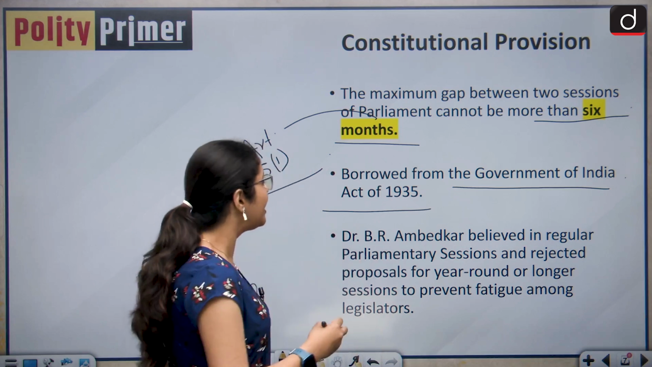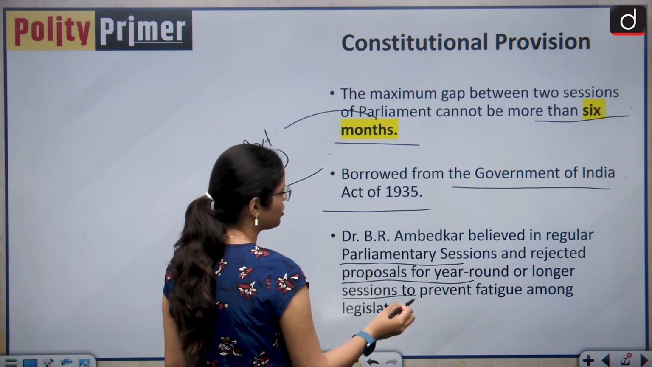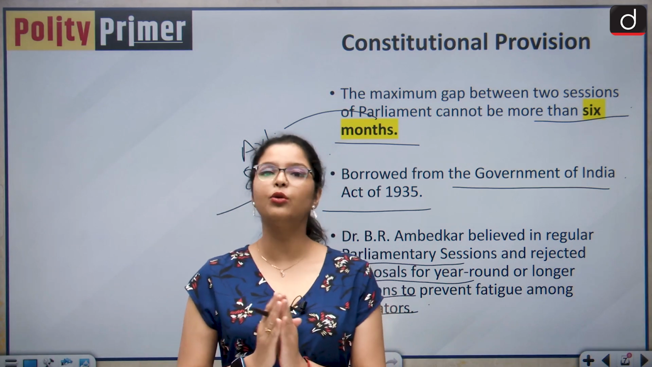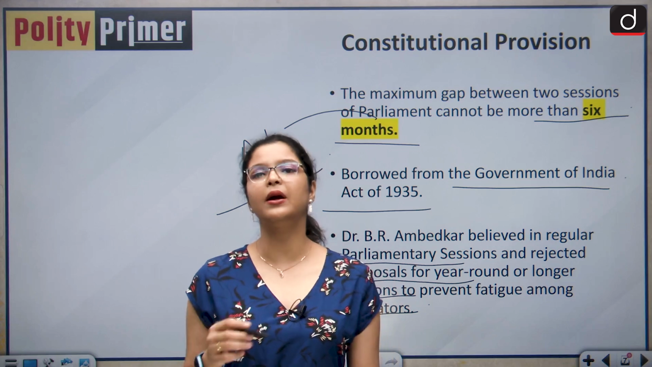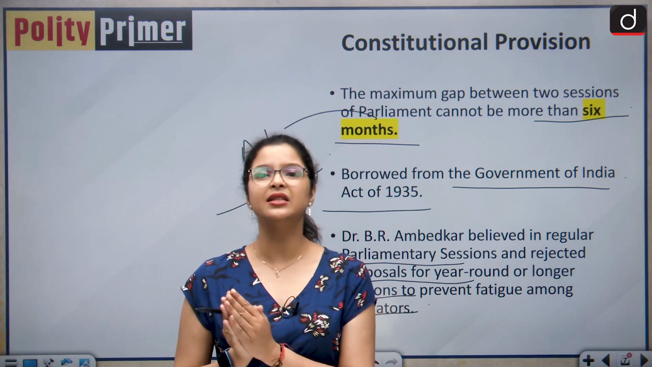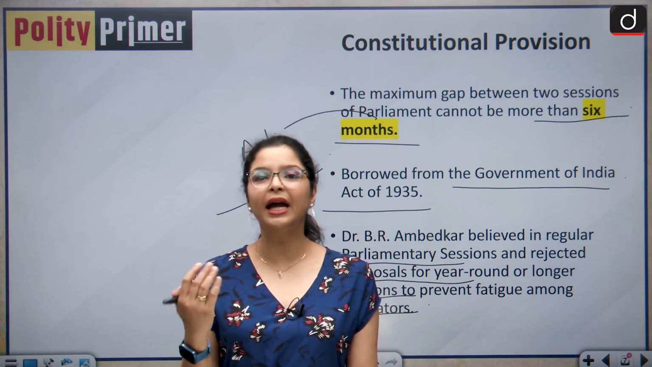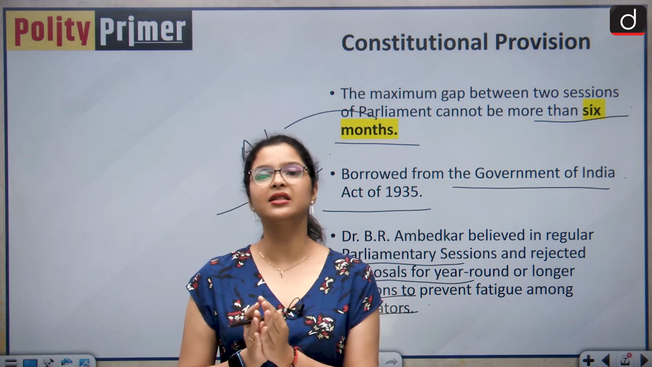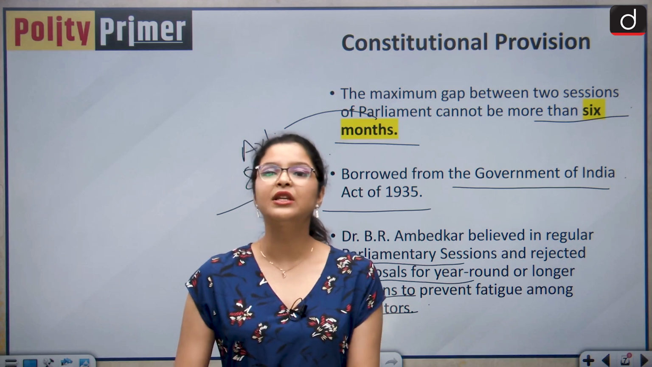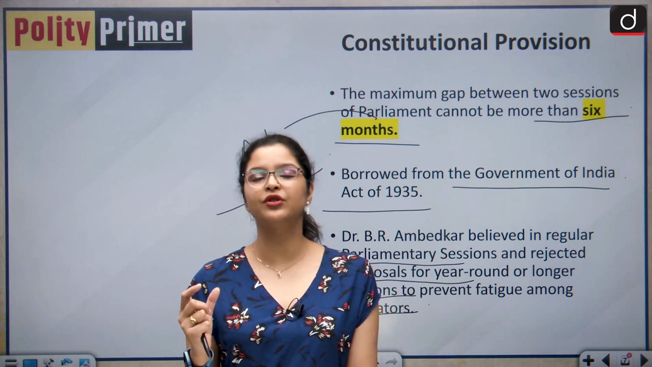As per his opinion, he believed in regular parliamentary sessions and rejected proposals for year-round or longer sessions to prevent fatigue amongst the legislators. So, it was the opinion of Dr. B.R. Ambedkar that if we keep Indian Parliament in session throughout the year, it might lead to fatigue in the legislators. They'll always be busy. So that is why he allowed a time period between two sessions, so that they can come with fresh energy and they can discuss other important agendas, and they can be well prepared for the next session. So this was all about the time duration of the parliamentary sessions and the constitutional provisions regarding it.